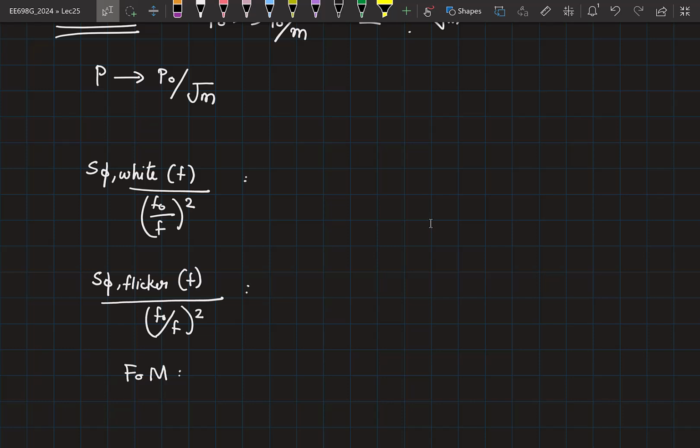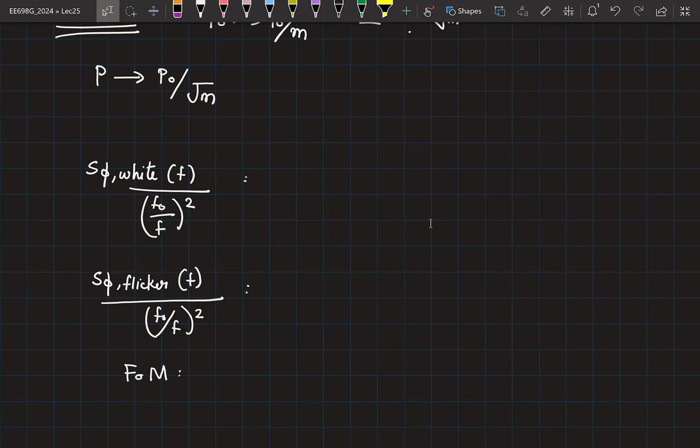We become 1 by M. White noises? We become 1 by M. Okay. White noise, so you don't have to worry about the F0 by F the whole square term, right? So you have to look at the rest. What happens to ID? ID decreases by, so you have a 1 by root M factor in the denominator.